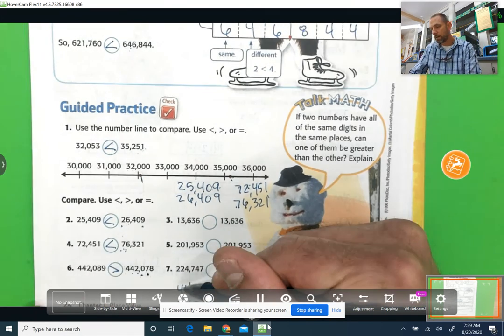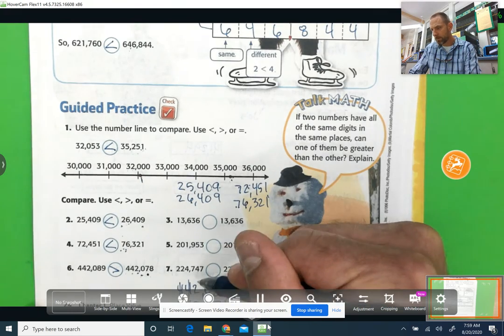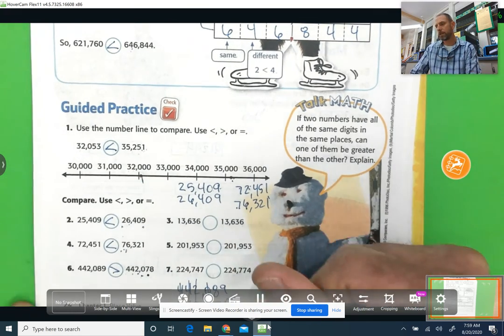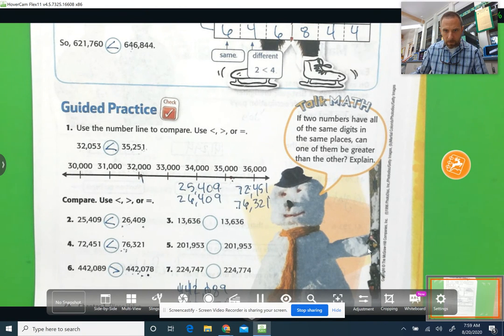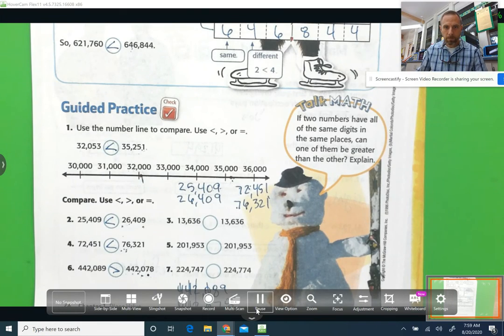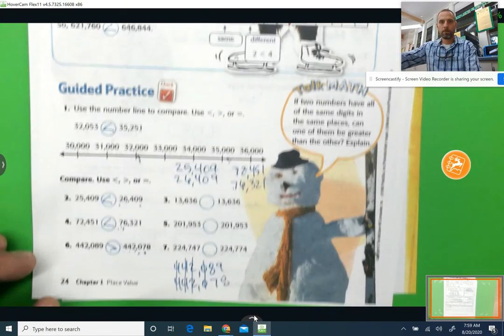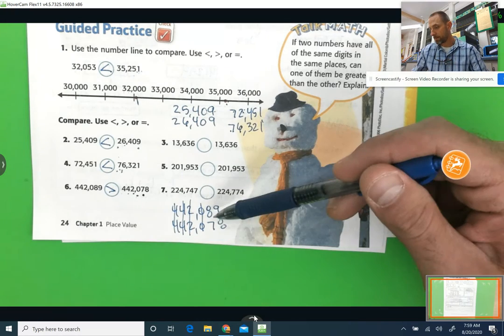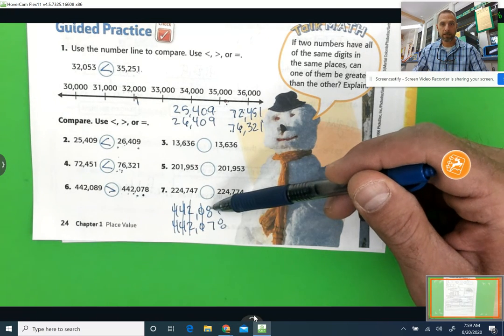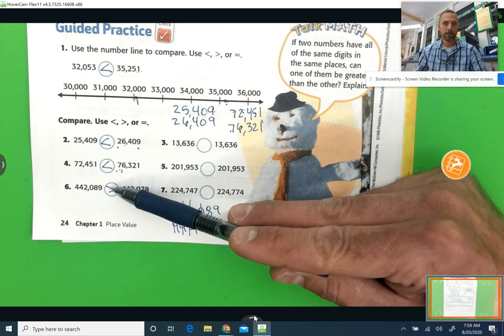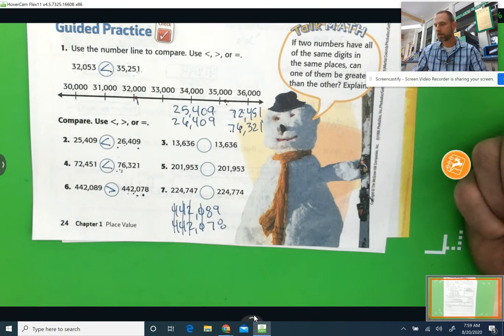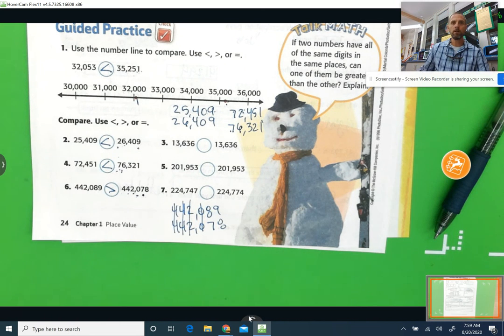we see that they're the same. Don't use it. Same, don't use it. Same, don't use it. We are now comparing the digits that are in the tens place. That 8 is greater than the 7. 442,089 is greater than 442,078. Chapter 1, Lesson 3, Comparing Numbers.